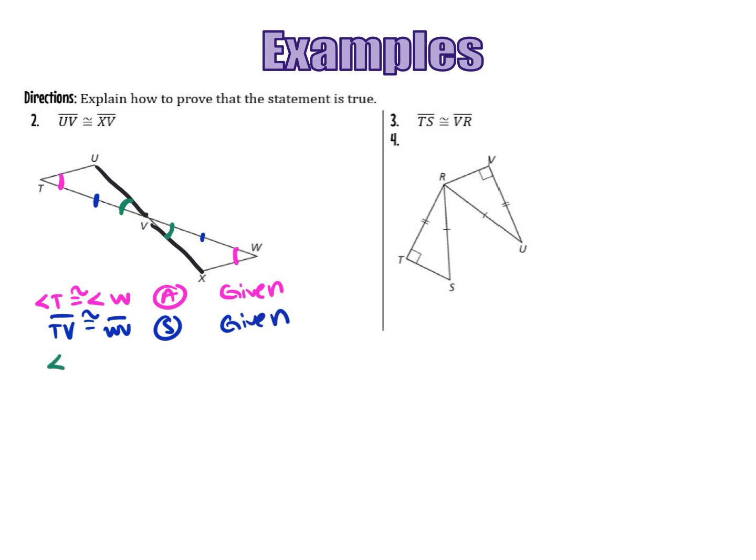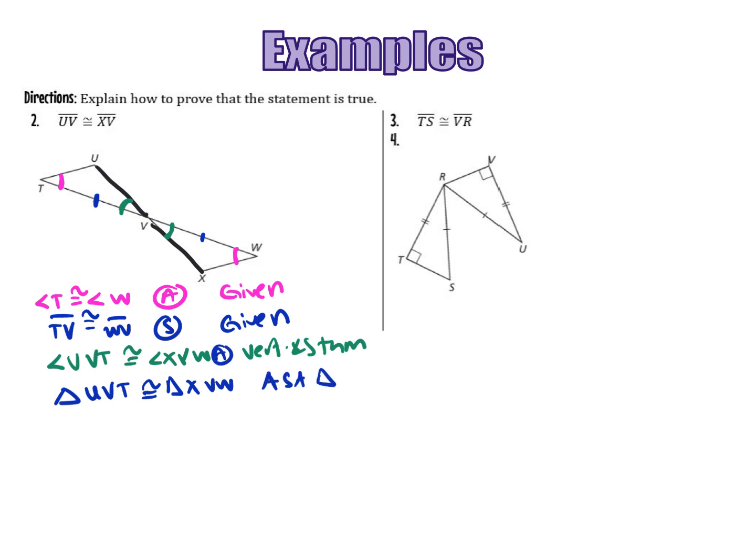Then I'm going to say that angle UVT is congruent to angle XVW because of the vertical angles theorem, which allows me to conclude that triangle UVT is congruent to triangle XVW by angle side angle triangle congruency, which means I can then conclude that UV is congruent to XV because corresponding parts of congruent triangles are congruent.